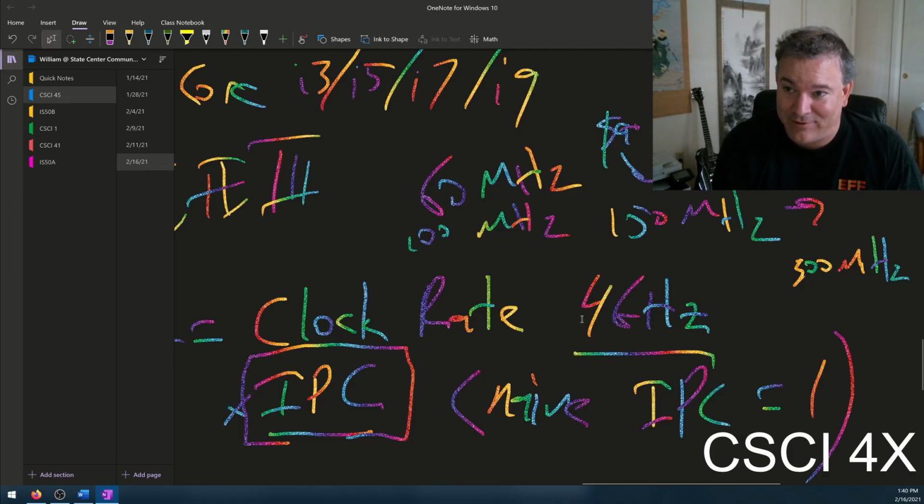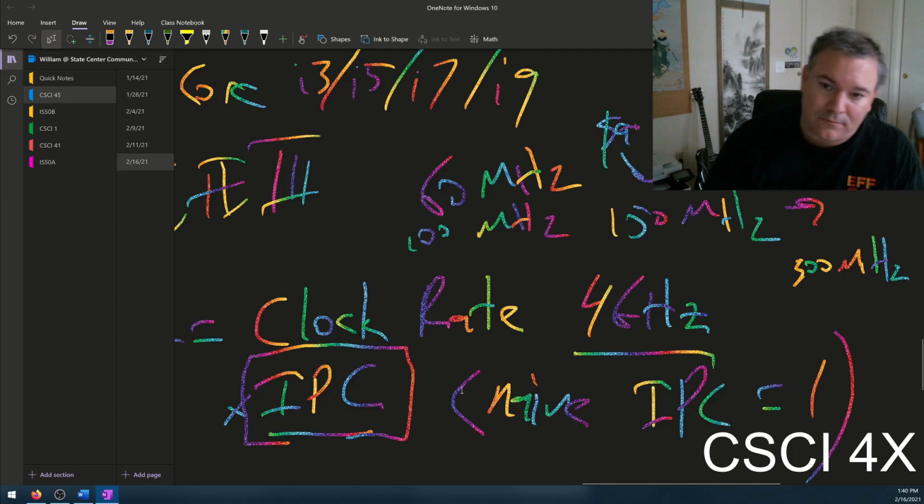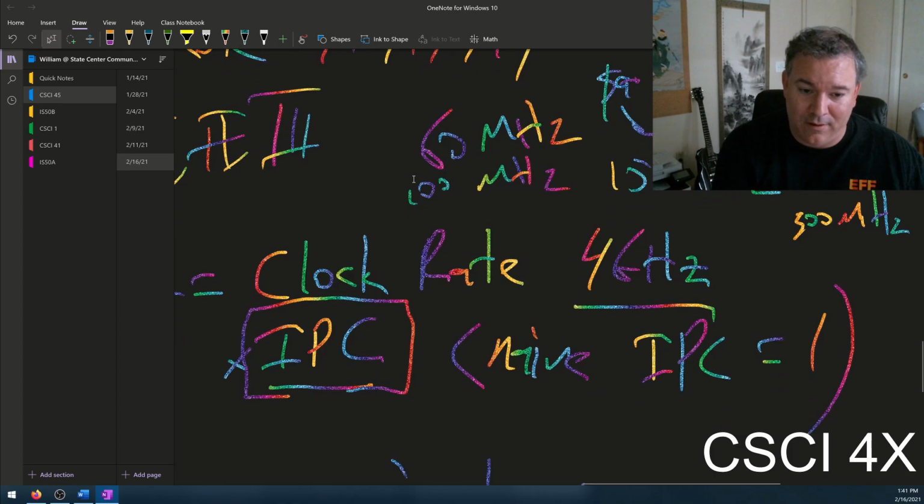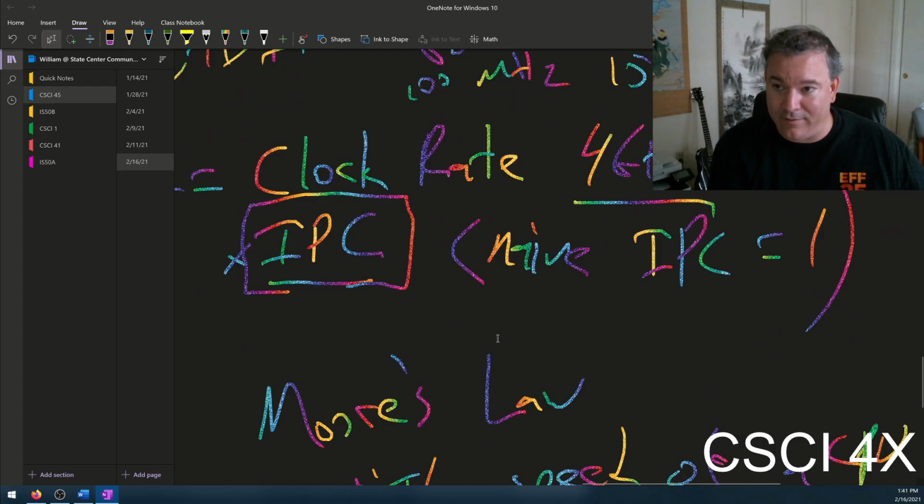Right? Can't go any faster than that. And so ever since 2010 or so, almost all the research has been on boosting IPC. If you look at how a GPU does it, the GPU will have lots of parallelism. That's a whole topic we're going to get into, which is parallelism.